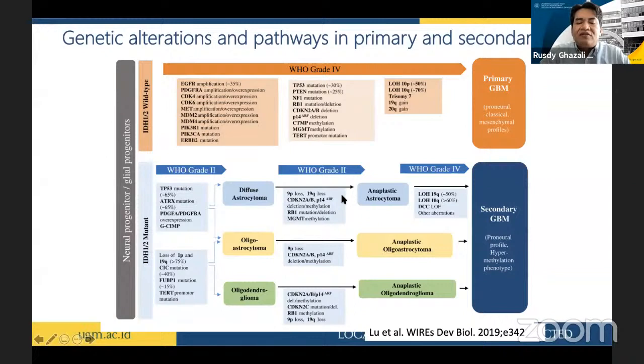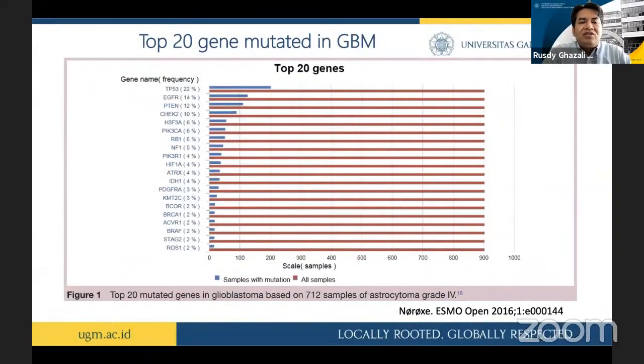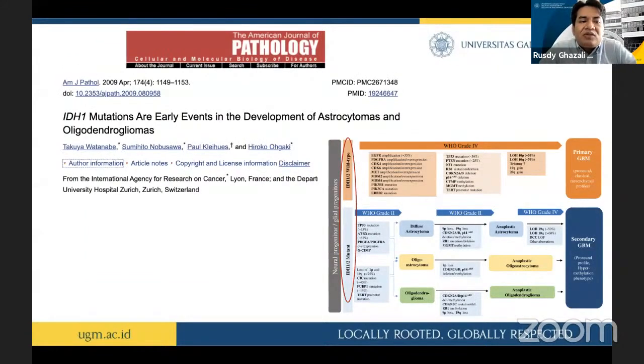These tables and pictures come out very often in the neurology national examination, so it's a good idea to remember this picture. So this is the top 20 genes mutated in GBM. We can see that the most common one is actually TP53 mutation, like in other types of tumor. And IDH1, ATRX, and so on are actually not as frequent as P53, EGFR, PTEN, and the other genes. But this is the most significant one in terms of prognosis, in terms of diagnosis, and in terms of targeted therapy. So these are the 20 genes commonly mutated in patients with glioblastoma. Again, as I mentioned before, IDH1 mutation is an early event in the development of astrocytomas and oligodendroglioma. So these are the most significant mutations in brain tumor, in this case, glioma.